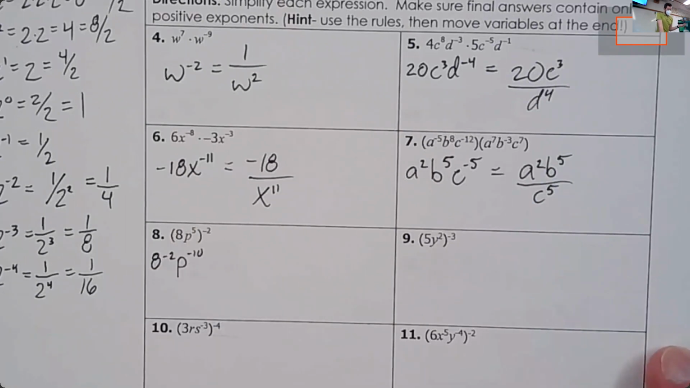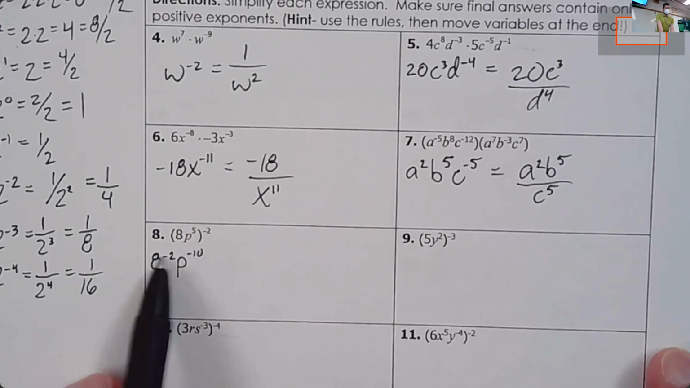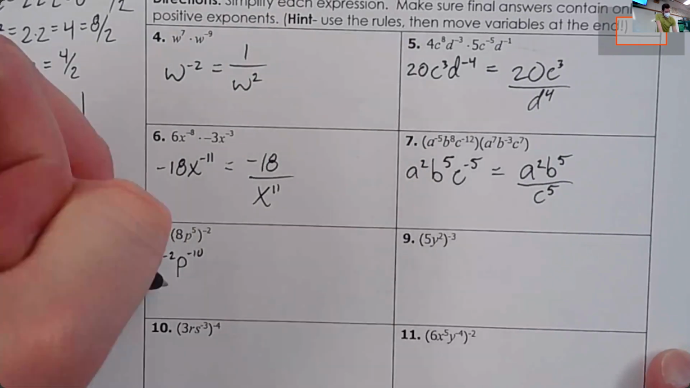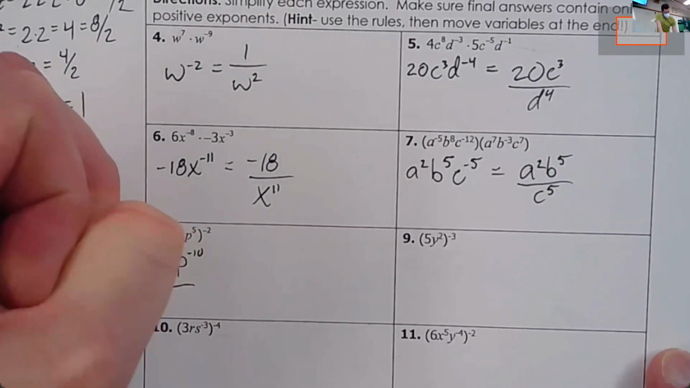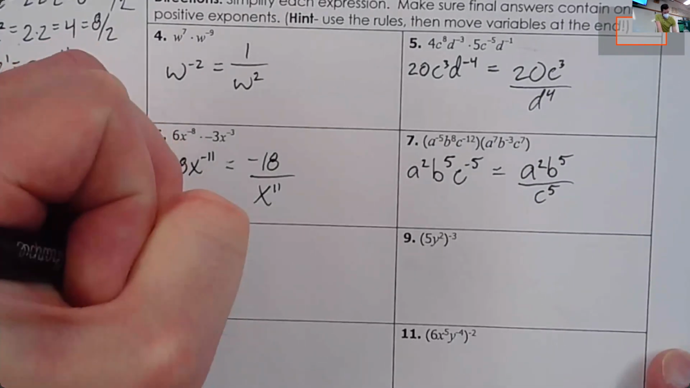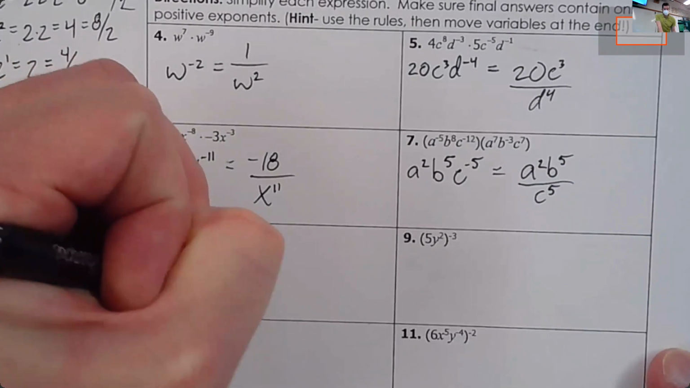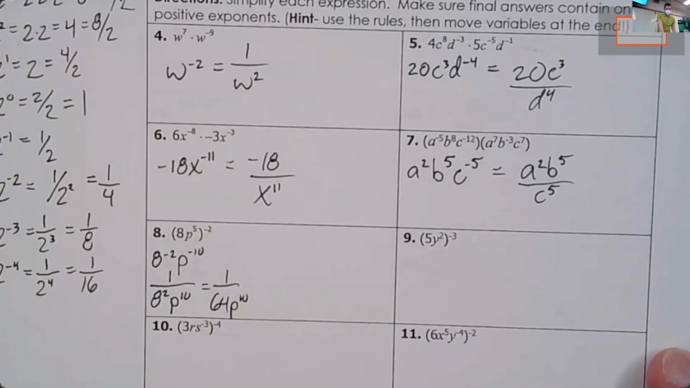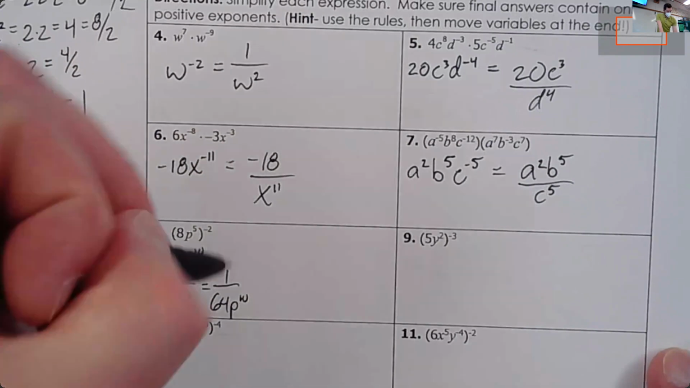Now, the thing that ends up happening on this is that because these are both negative exponents, you end up with a 1 over 8 squared p to the 10. And 8 squared is 64 because it's 8 times 8. So the answer would be 1 over 64 p to the 10th power. So that's one way to look at this problem.